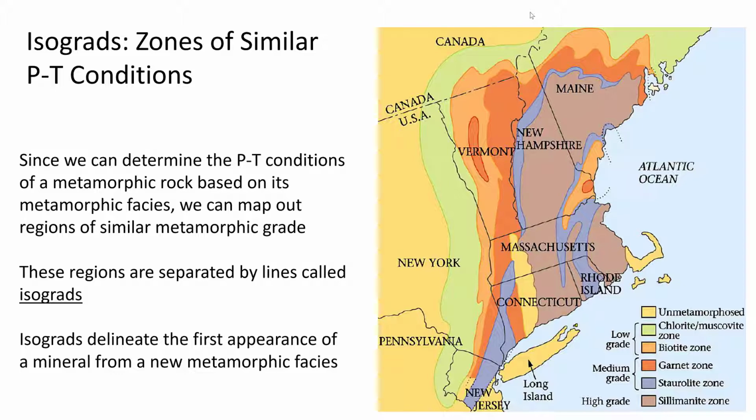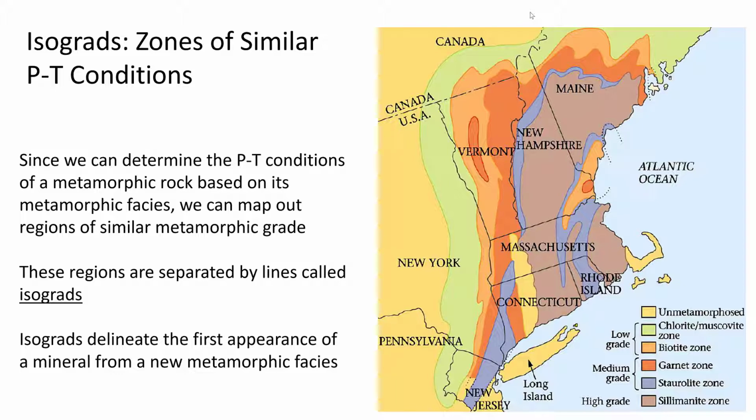This zoning that we just looked at has a name. It's called isograds, and these are zones of similar pressure temperature conditions. Since we can determine the pressure temperature conditions of a metamorphic rock based on its metamorphic facies, we can use that to map out regions that have a similar metamorphic grade of rocks. These isograds delineate the first appearance of a mineral from a new metamorphic facies based on field mapping and what we can observe in outcrops.